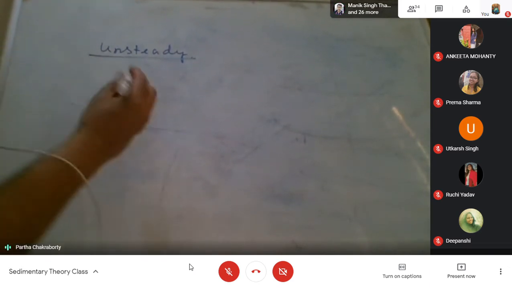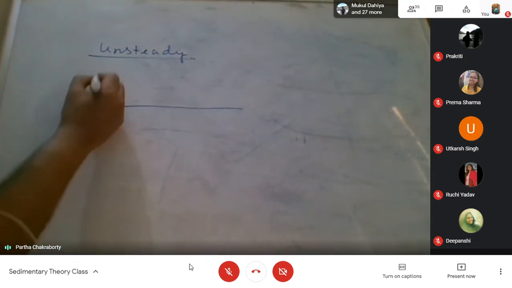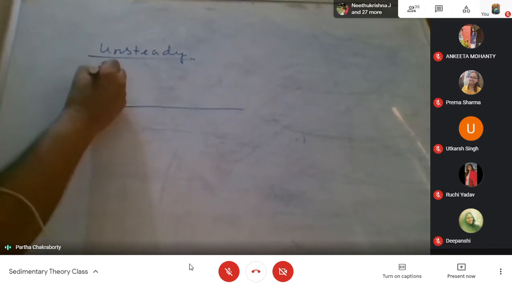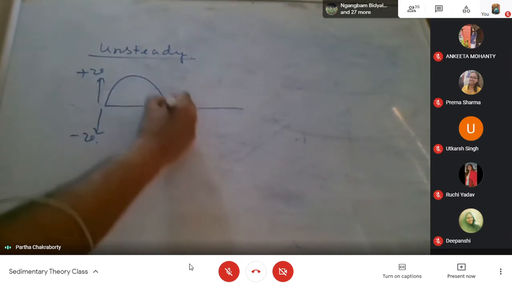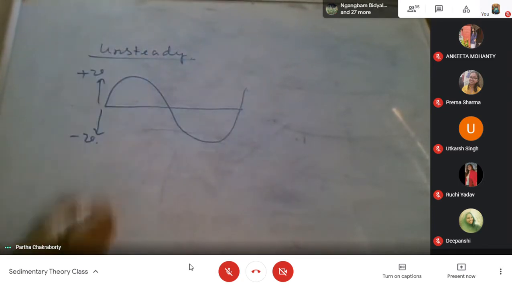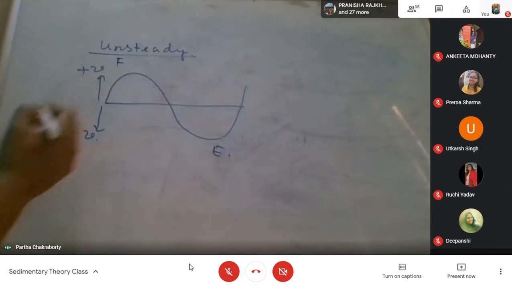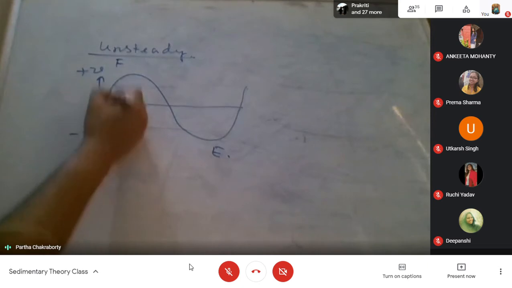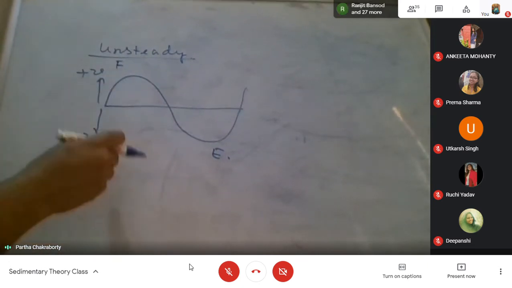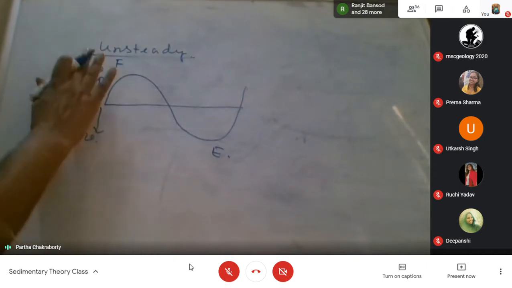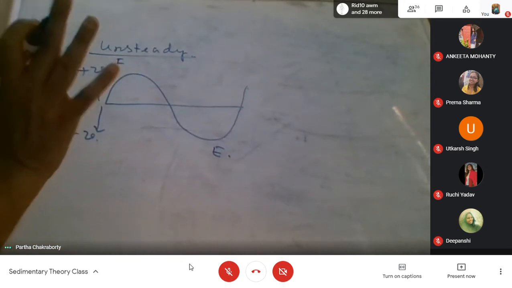Now, unsteady current. I will give you one example. So this is plus V, this is minus V, and I have a tidal current that is operating. This may be flood, this may be ebb. Because this operates in this direction, landward, and this is the oceanward direction, I call it positive V and negative V. It is because of the vectorial sense.